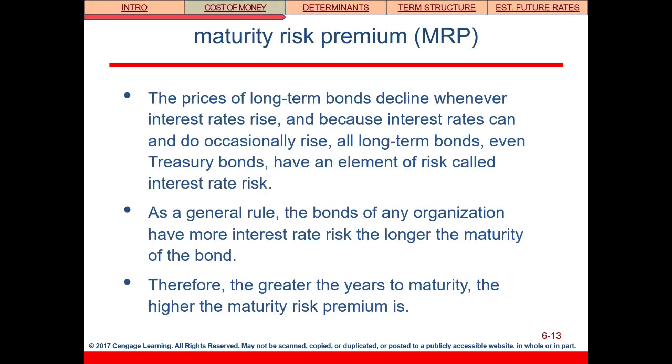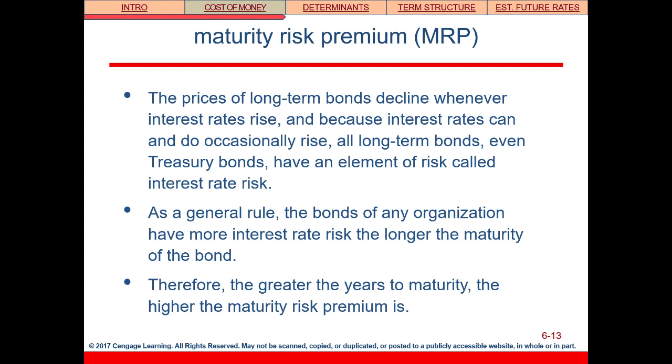The fourth premium is the maturity risk premium. The prices of long-term bonds decline whenever interest rates rise, and because interest rates can and do occasionally rise, all long-term bonds, even treasury bonds, have an element of risk called interest rate risk. Yeah. So as a general rule, the bonds of any organization have more interest rate risk the longer the maturity of the bond. Therefore, the greater the years to maturity, the higher the maturity risk premium is.